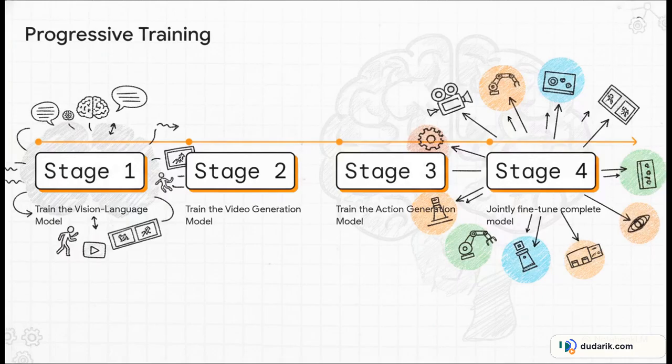Stage 1, you train the VLM. Stage 2, the VGM. Stage 3, the AGM. These individual components absolutely must establish their own modality-specific foundations and stabilize their gradient flows independently first. Only after all of that, in stage 4, do you finally bring them all together to jointly fine-tune the complete model, aligning those shared attention mechanisms across all 3 streams.